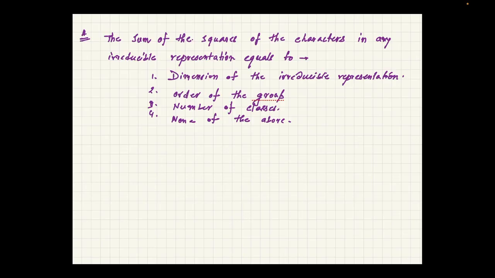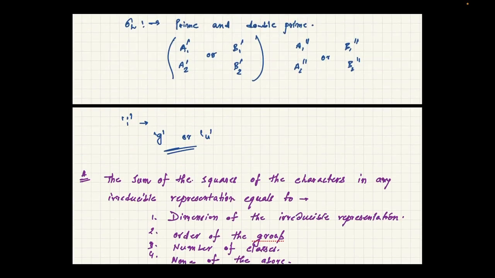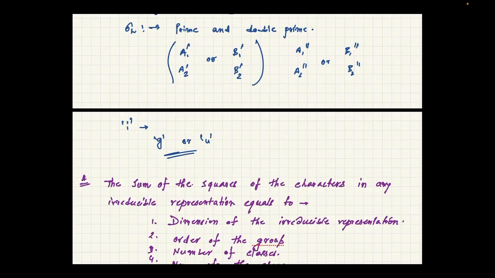Okay, so we just discussed the sum of the squares of the characters of irreducible representation will be equal to the order of the group.